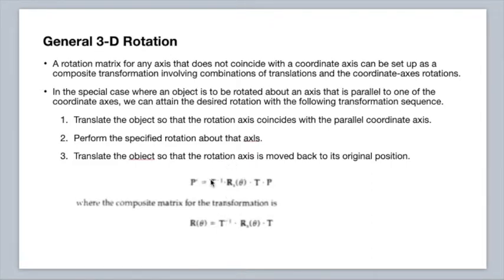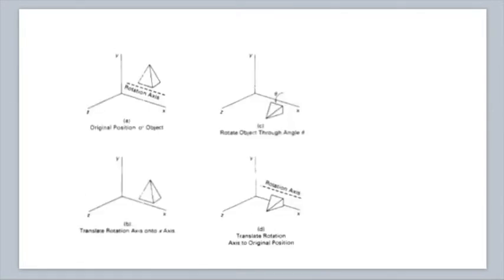This composite transformation matrix is shown here, where the composite matrix for the transformation is R theta equal to T inverse R x theta dot T. Here it shows the translation to the origin, rotation about that axis, and translation back to its original position. So this is rotation about an axis which is parallel to the coordinate axis.